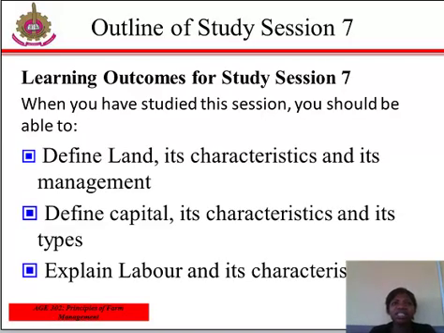At the end of this study section, you should be able to define land, its characteristics, and its management. Also, you should be able to define capital, its characteristics, and its types. And lastly, you should be able to explain labor and its characteristics. Let's discuss this learning outcome one after the other.